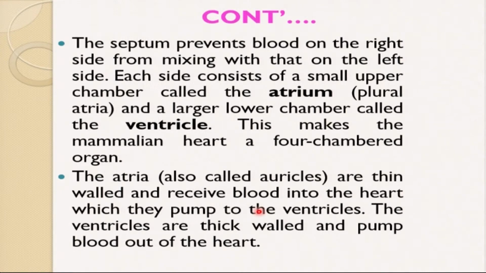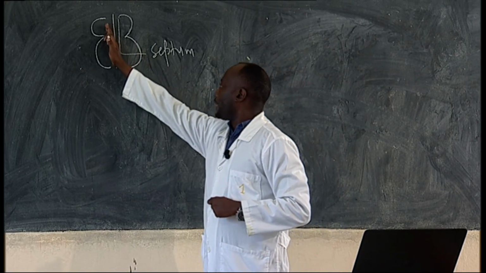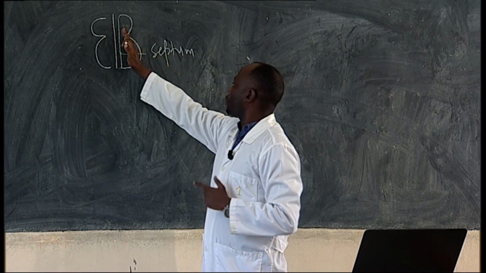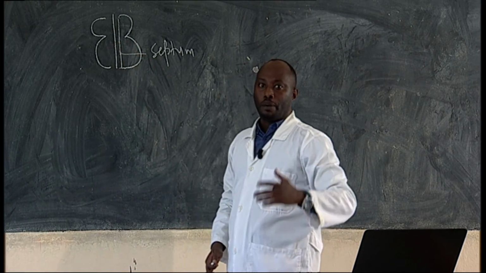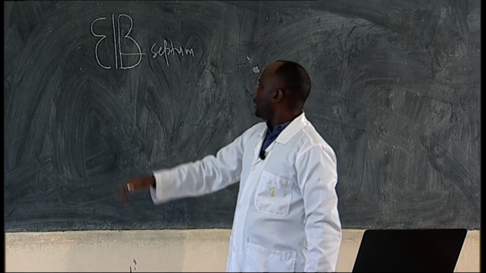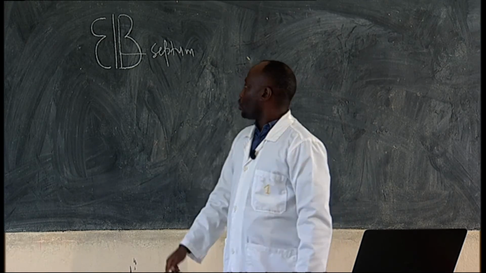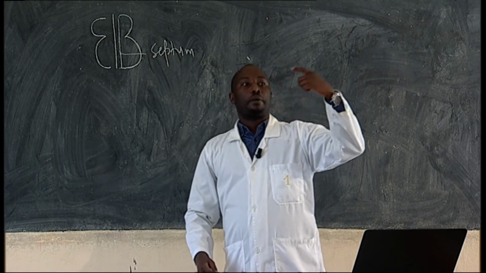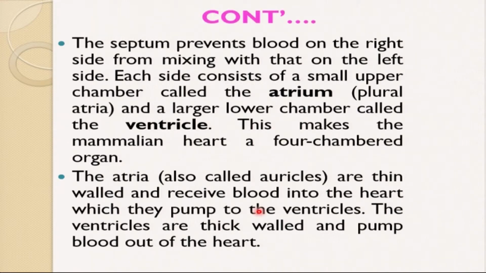The septum prevents the blood on the right side of the heart from mixing with that on the left side of the heart. Those who are doing biology know this chamber must have its own blood, and this chamber must have its own blood. Most of the blood found in the right chamber is deoxygenated blood, and the blood found in the left side of the heart is oxygenated blood. So the septum is very important to prevent the blood on the right side from mixing with that of the left side of the heart.